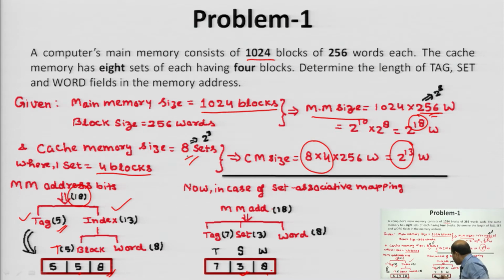Now we have to calculate the number of bits for tag. In case of set associative mapping, main memory is divided into tag, set and word. So, total is 18. Now, 8 plus 3 equals 11 and 18 minus 11 equals 7. So, that is why tag value will be equal to 7. So, in case of set associative mapping, this value will come as 7, 3 and 8, and in case of direct mapping, the tag, block and word will be equal to 5, 5, 8. Now, come to the next problem.